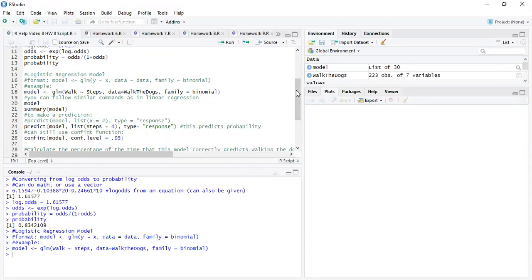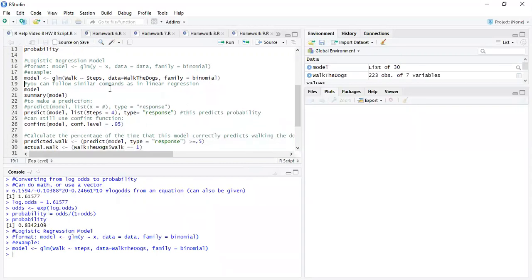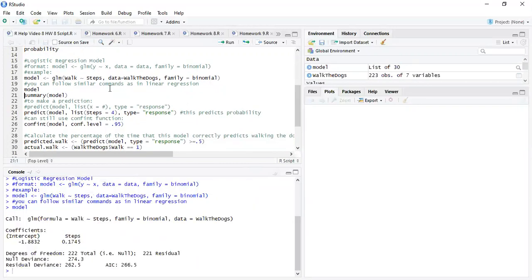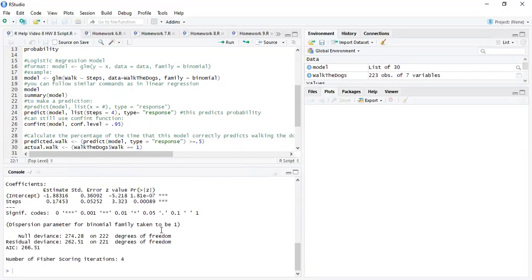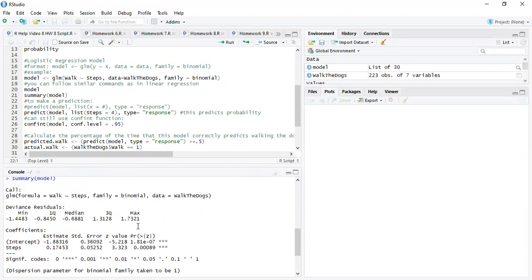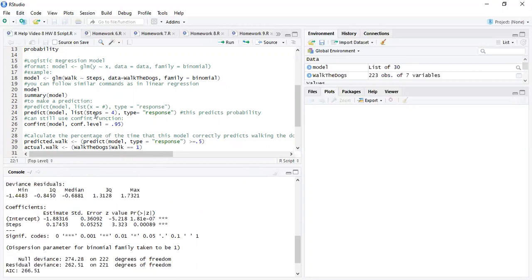So you can follow similar commands that you do in linear regression. For example, typing the model name again will give you the coefficients. Doing summary of the model will give you the coefficients, the standard errors, different values, and the degrees of freedom and such.